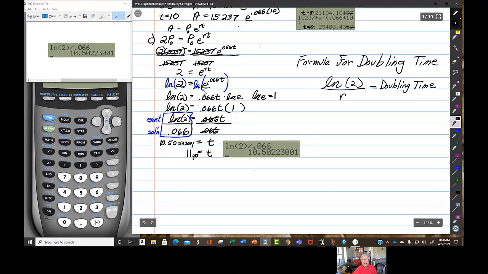And then we take the ln of both sides. The reason we take the ln of both sides is to bring 0.066t down in front so that t is accessible to us to solve for. If it stays stuck up in the exponent, we can't get to it.